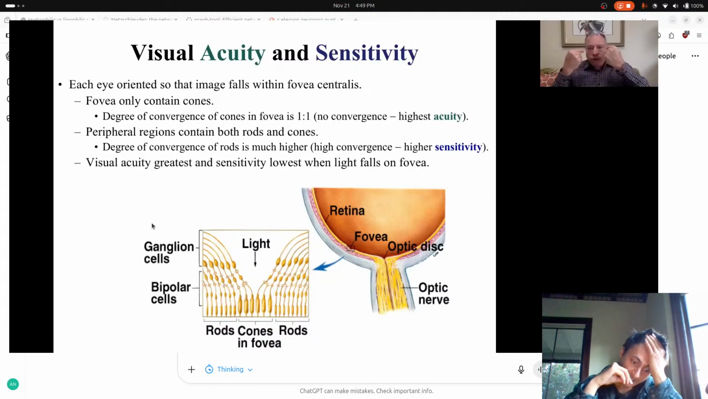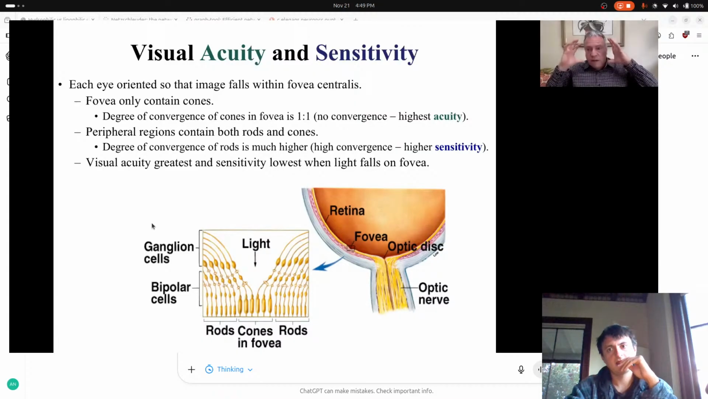As you go towards the periphery of your eye, then you start getting a mix of more rods and cones, and you start getting higher convergence of both rods and cones until finally you get to the periphery of your eye, and it's all rods, and they have a lot of convergence. So the highest acuity is more towards the center of your eye, the highest sensitivity is towards the edges of your eye.